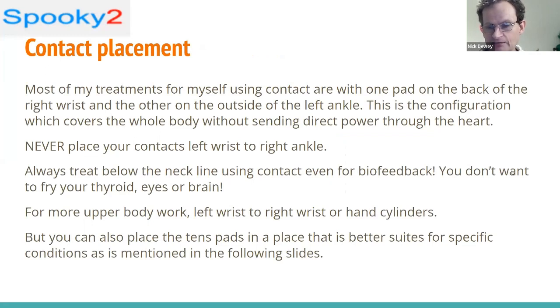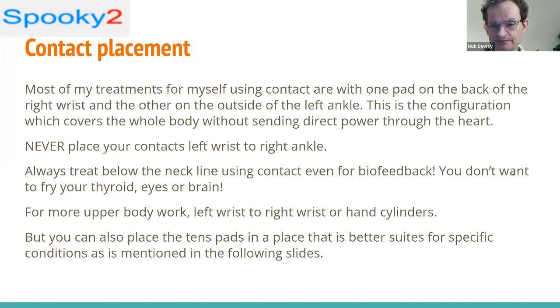Now, some people ask about, okay, so that's fine, but I want to try and get the best effect that I can for my body. Where do I put the contact pads? Most of my work, because I try and treat the whole body, because I've got whole body problems, is from the right wrist to the left ankle, not the other way around, not left wrist to right ankle, but right wrist to left ankle. This is the optimum configuration to try and get as much of the frequency throughout the whole body. I have had mold being killed off in my sinuses as a result of doing this particular method, so it does actually seem to be really effective.